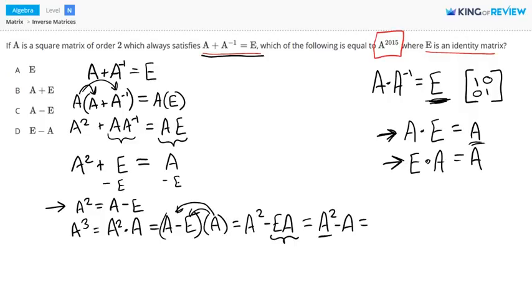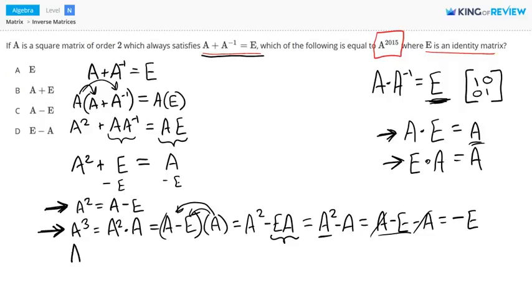We also know what A squared is because we solved for that here. So we have A minus E, that's A squared, and then minus A. So A minus E minus A, well, these A's cancel out, and you're left with minus E, or -1 times the identity matrix. So now we know what A cubed is.